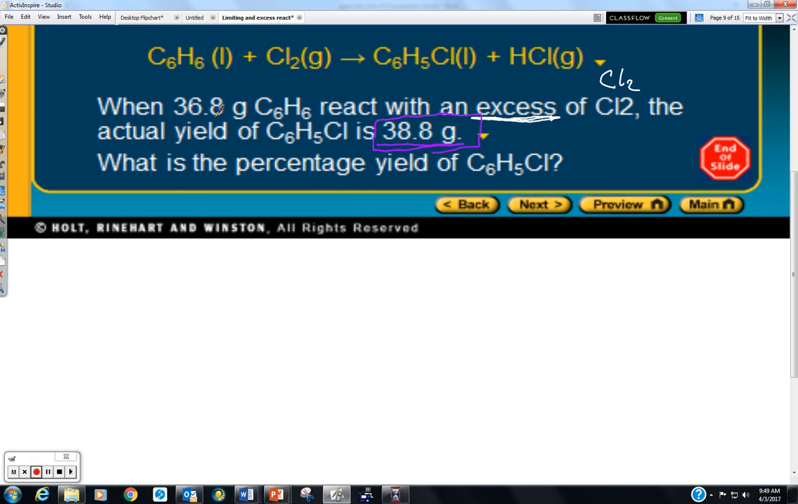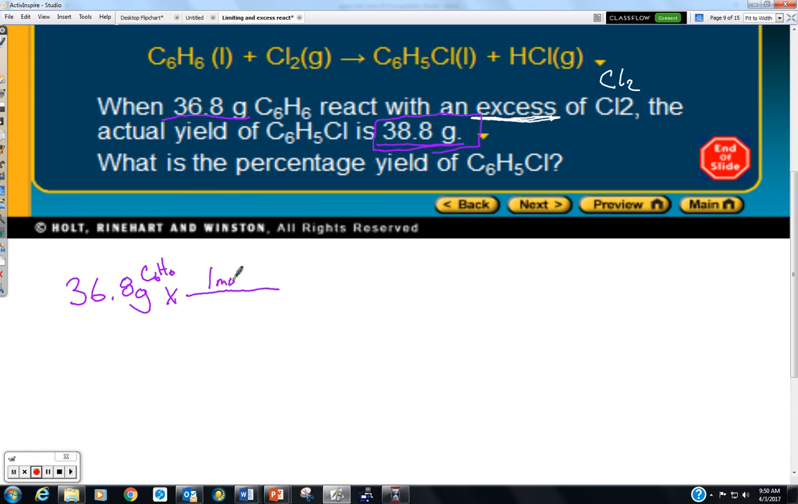So I need to take this number, 36.8 grams. So I'm starting in grams, and I want to get to grams. I want to know how many grams of chlorobenzene could I produce. So I'm going grams to grams. So what's the first thing I need to do? I need to divide it by its molar mass.